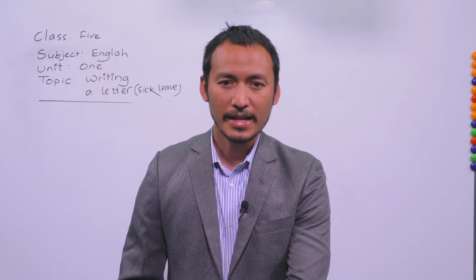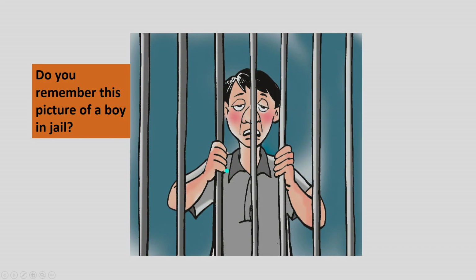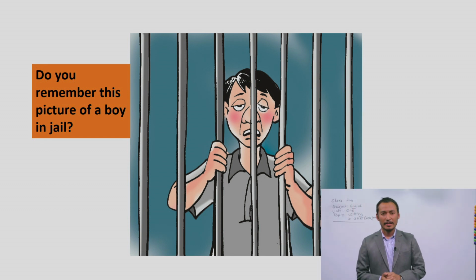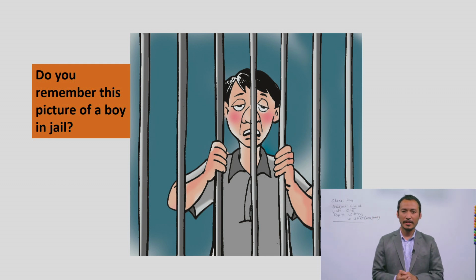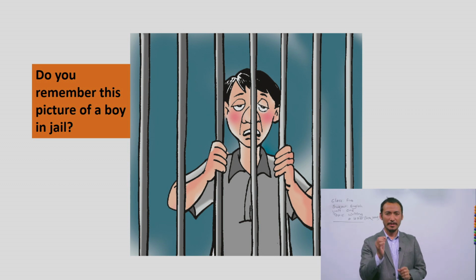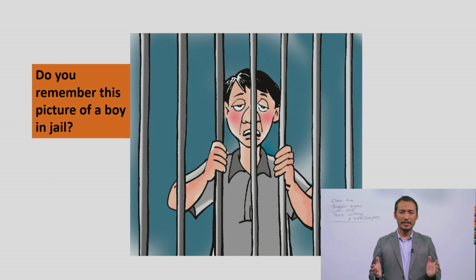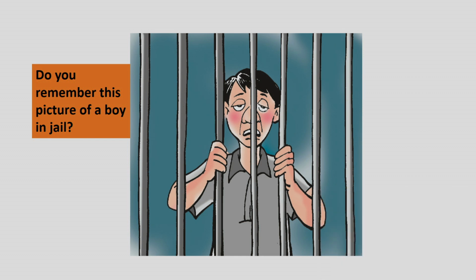Okay, now let's have a look at another picture. Look at this picture. Who is this boy? Have you seen him in your book? Yes, you have, definitely, right? He is a boy who is in jail. In the previous lesson, you studied a story about him. What was the story? I'll tell you in short, okay? Just to remind you what you studied in the previous lesson.